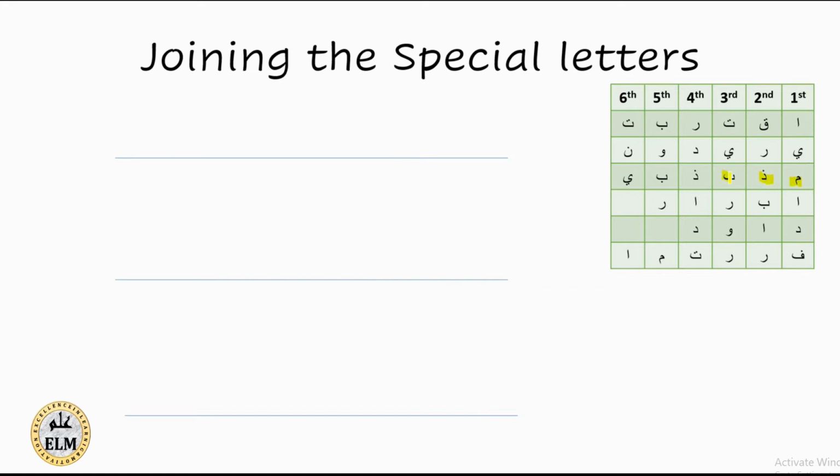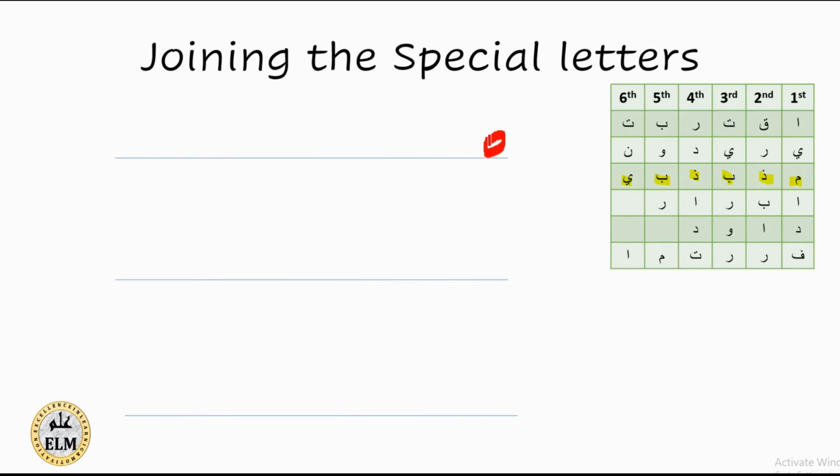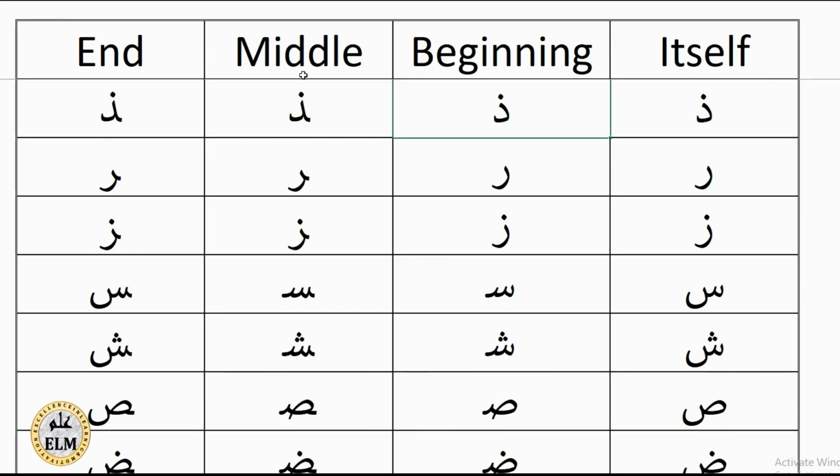Mim, dal, ba, ya. So mim is in the beginning of the word and ya is at the end. Let's copy the beginning form of mim. By now you should have memorized the beginning form of these letters, but anyway, let's look at the sheet. This is the beginning form of mim. Let's copy this, something like this. Then is dal. Let's copy dal. We'll copy the middle form because dal is in the middle. This is how dal looks in the middle, when it appears in the middle of the word. Let's copy this.